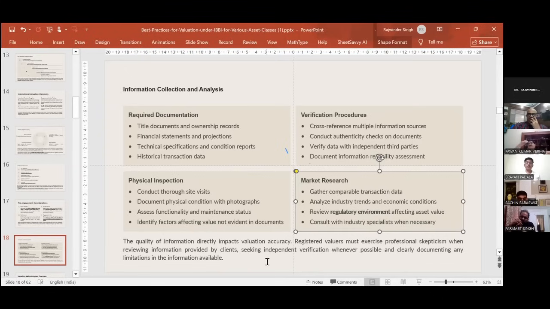So the quality of information directly impacts the valuation accuracy. So as a registered valuer, you must exercise professional skepticism when reviewing information provided by the clients, seeking independent verification whenever possible, and clearly documenting any limitations in the information available.